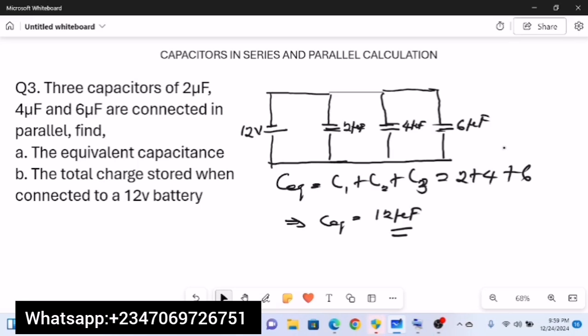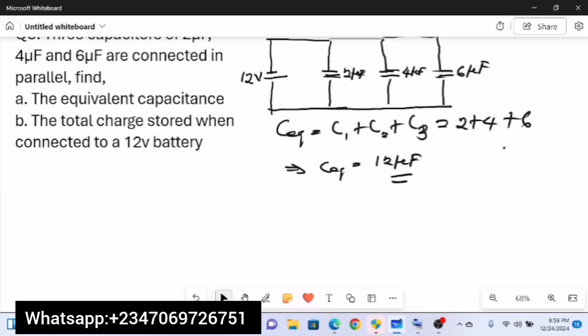Now the next question says find the total charge stored when a 12-volt battery is connected. To do this, you recall your capacitor equation. Recall that we said capacitance is simply charge over potential difference. So this means total charge becomes capacitance times potential difference.